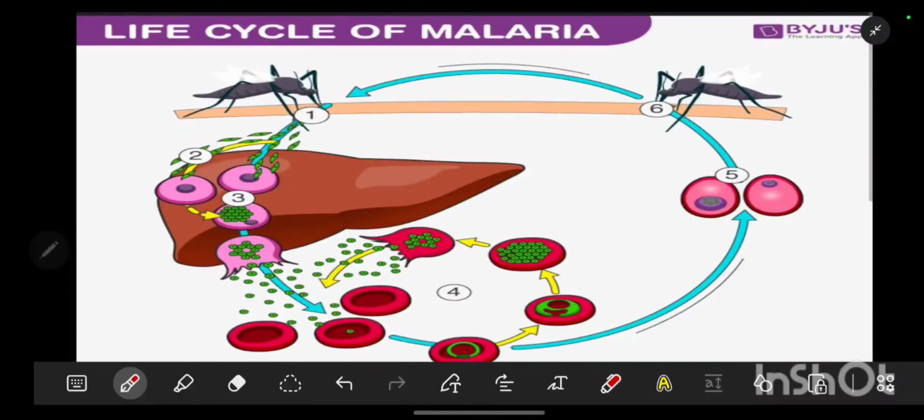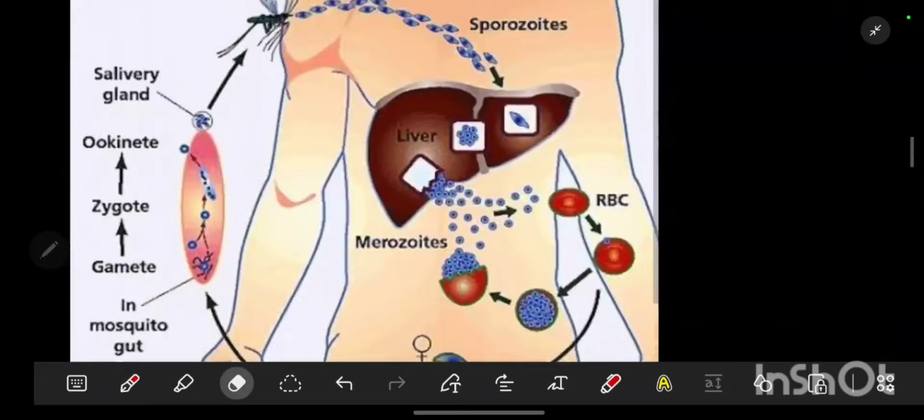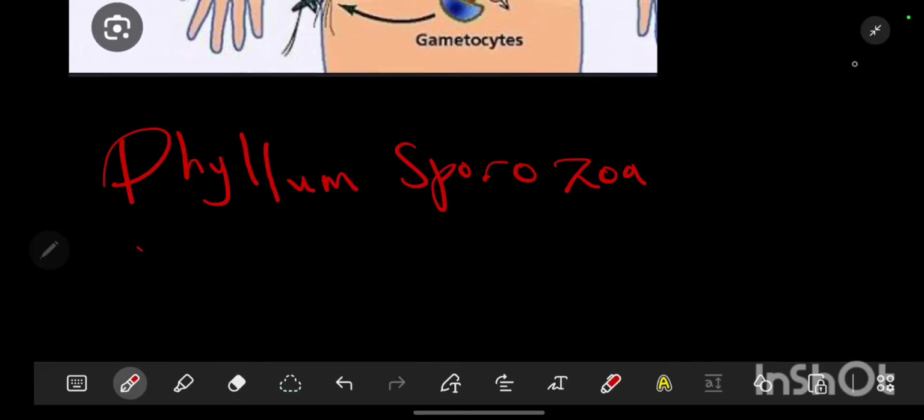So here today we are going to be looking at the Phylum Sporozoa. Mainly we are going to look at the life cycle of the malaria disease. So what is the Phylum Sporozoa? The Phylum Sporozoa is a part of what we call protists.